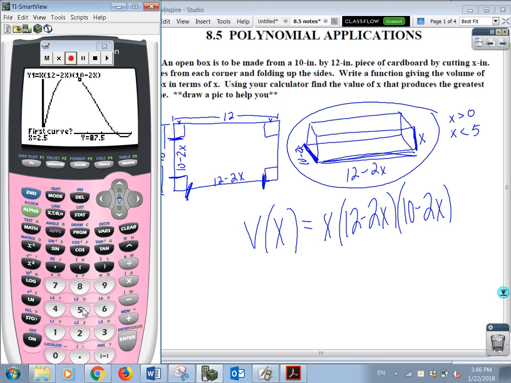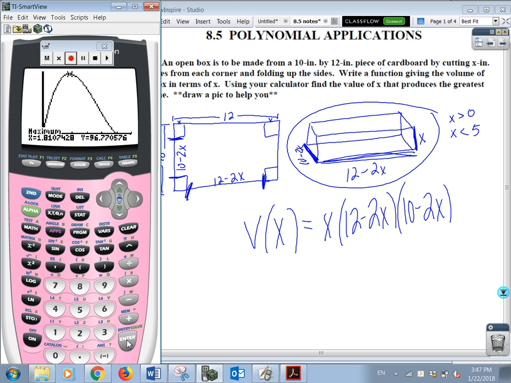So second trace 5. Nope, not second trace 5. Second trace, we want to find the maximum, so 4. And then we move our cursor over to the left of the max. Enter. Move our cursor over to the right. Those of you that have those nice fancy calculators with colors, those little lines show up. That's really nice, because then you can really tell that you're on either side of that high point. And enter. So be sure you answer the question.